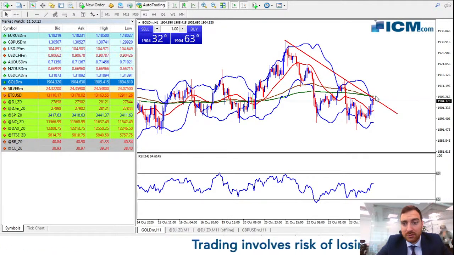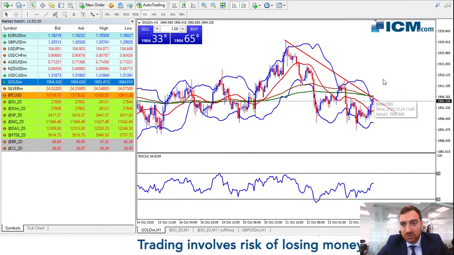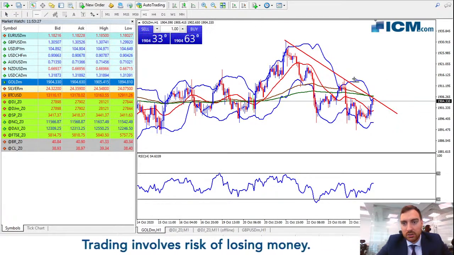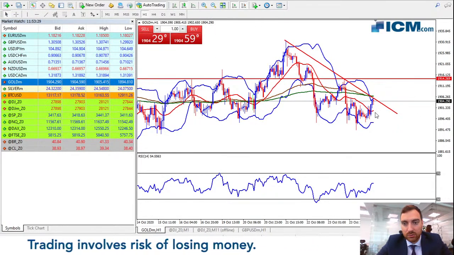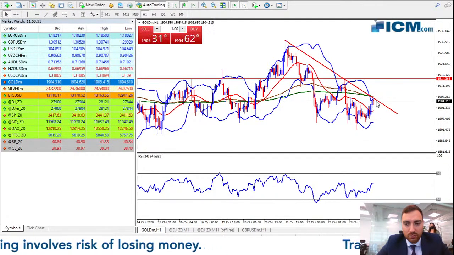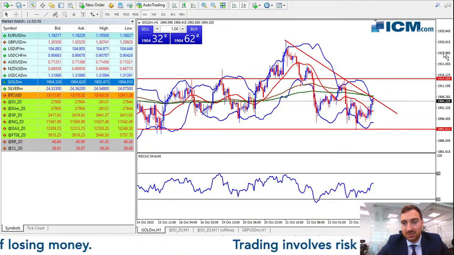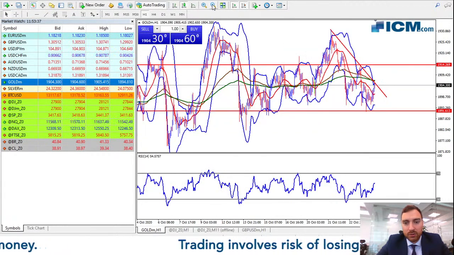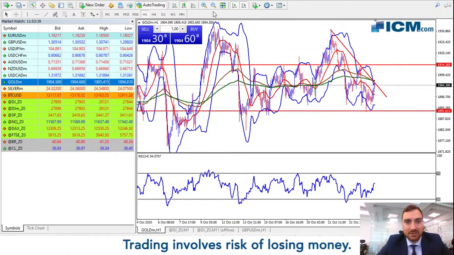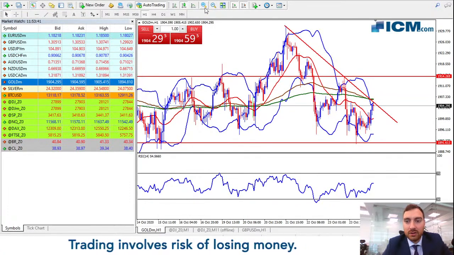So any break above this trend line could be a bit more significant for another move higher towards 1914, and any break or reversal from the trend line could lead to a move towards 1890 and maybe further towards the previous bottoms near 1878.